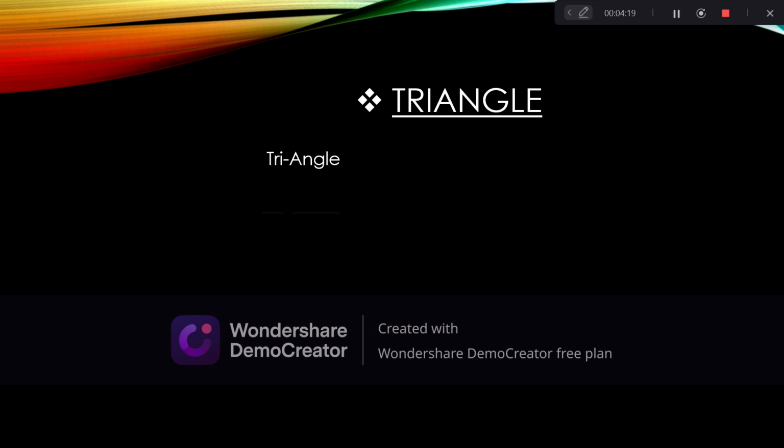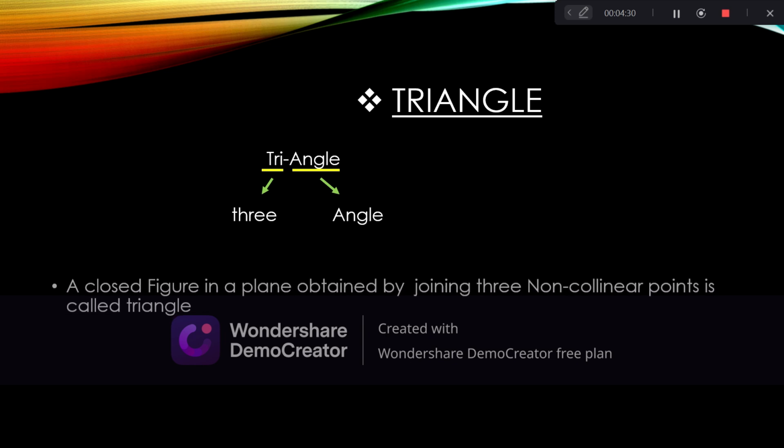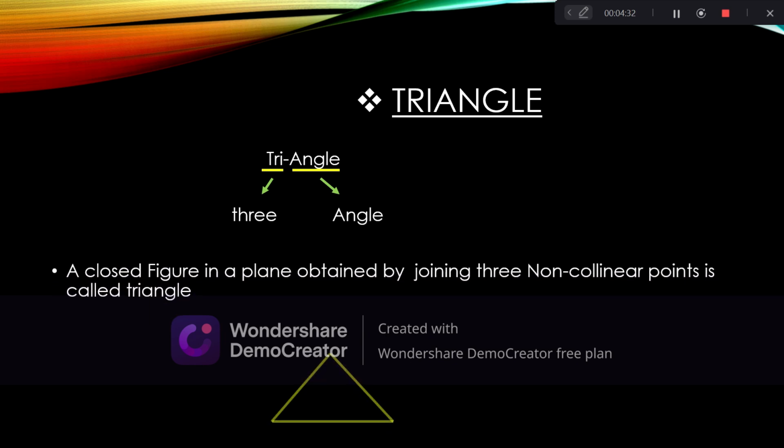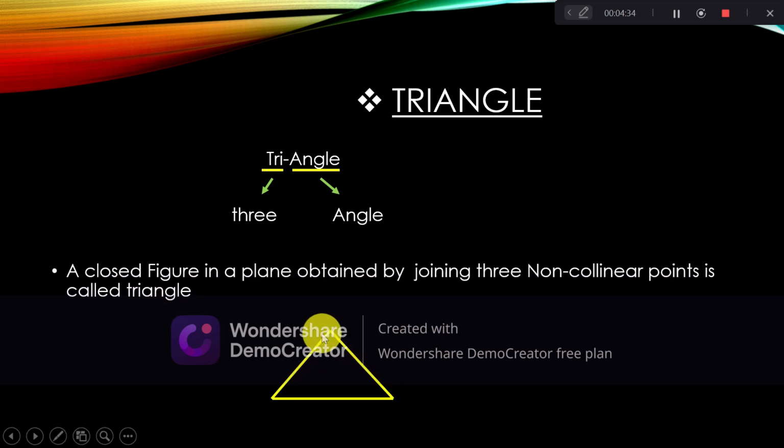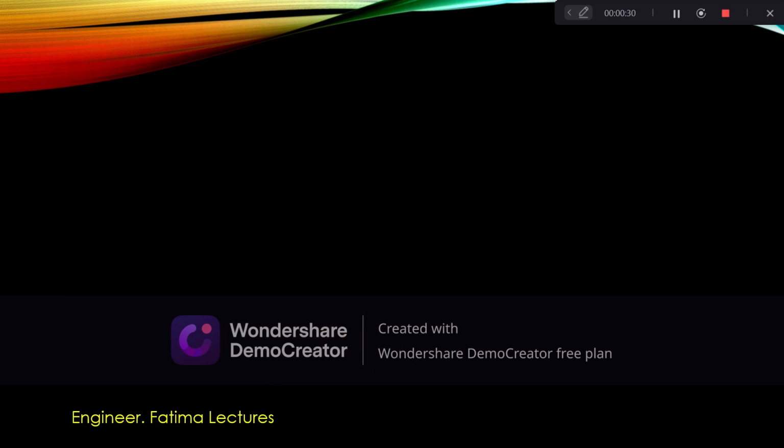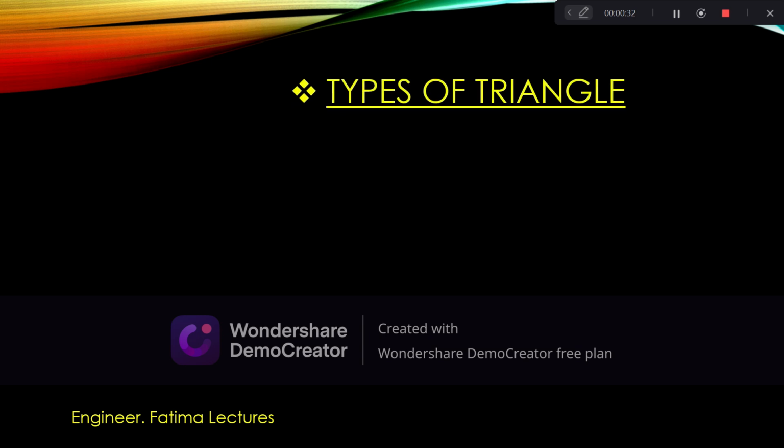The term triangle originates from the Latin words tri meaning three and angulus meaning angle. As the name suggests, a triangle is a geometric shape characterized by three angles, right? So according to the definition, a closed figure in a plane obtained by joining three non-collinear points is called a triangle. Now moving to types of triangle.